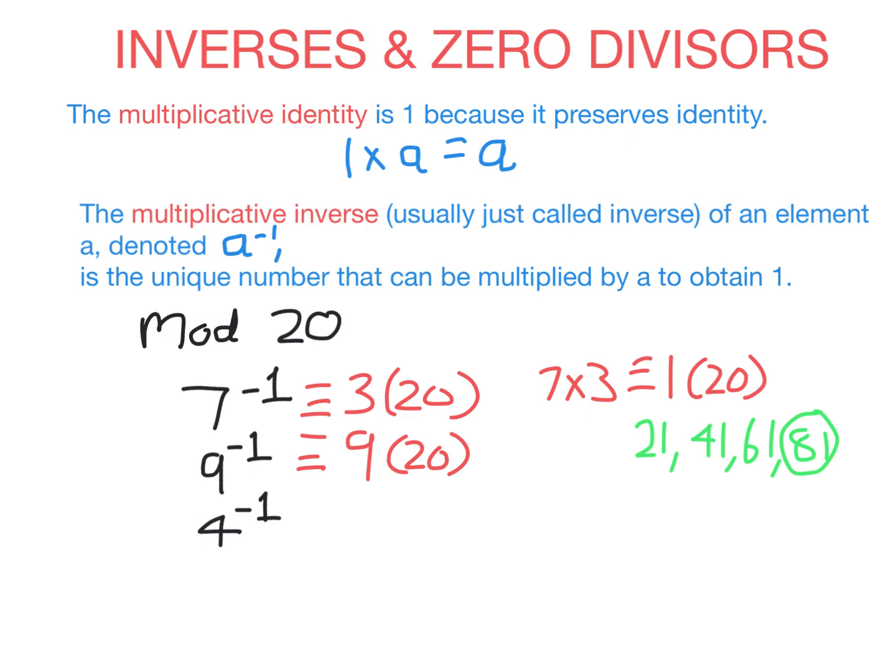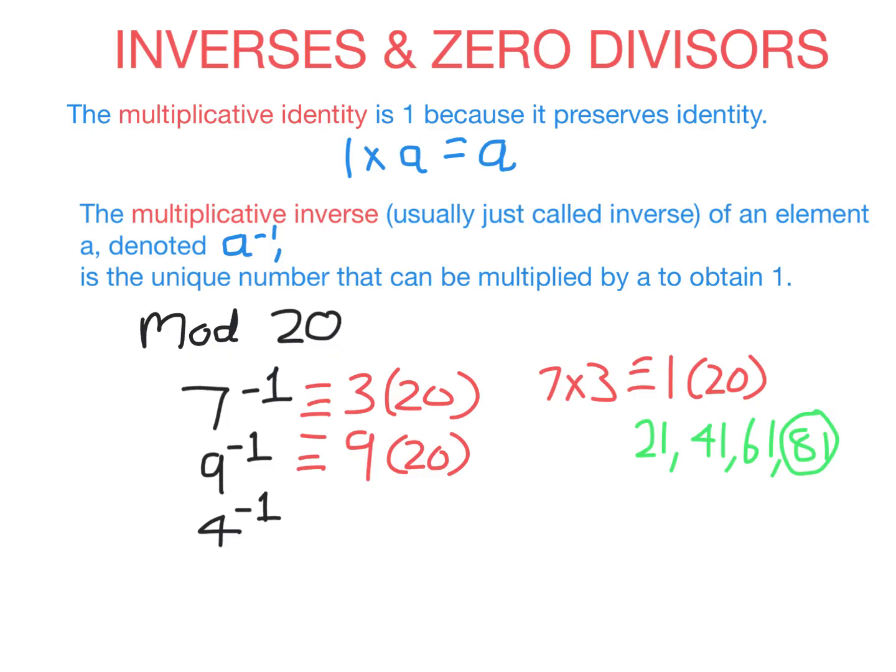So you might be pleased to know that inverses are unique. So 7 times 3 is equivalent to 1 mod 20. There's no other residue, no least non-negative residue that you can multiply by 7 that will also give you 1 mod 20. Similarly for 9, there's no other least non-negative residue by which you can multiply 9 to get 1 mod 20.